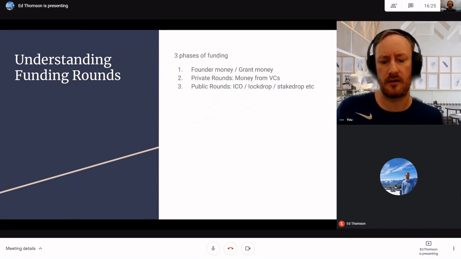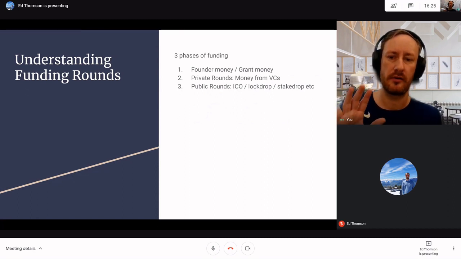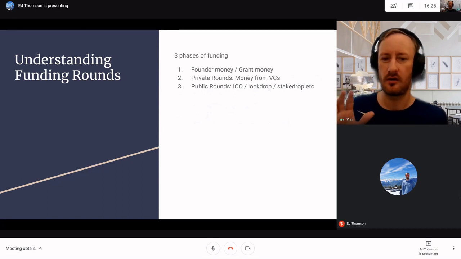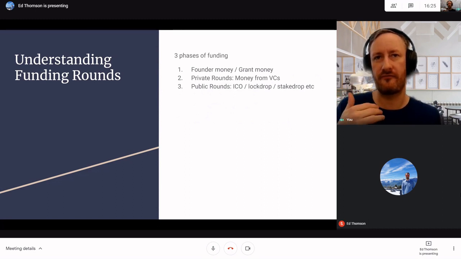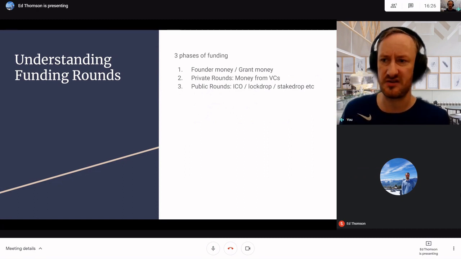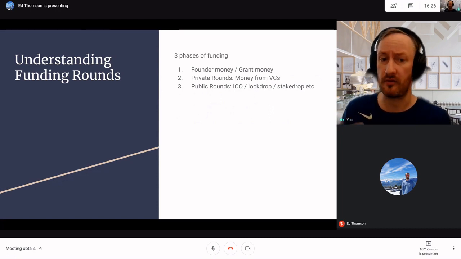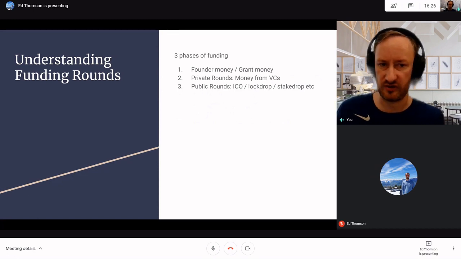So getting to a valuation like the market cap, it's worth understanding that there are probably about 3 phases of funding. Founders put in their own money to the project. You can get grant money. At that point, there isn't really a market cap, so to speak. Then you have the private rounds from VCs, of which there will be a market cap. It may not be known publicly, but there will be a market cap. And then you have any sort of public rounds, for which there will of course be a market cap because there's a publicly traded token.